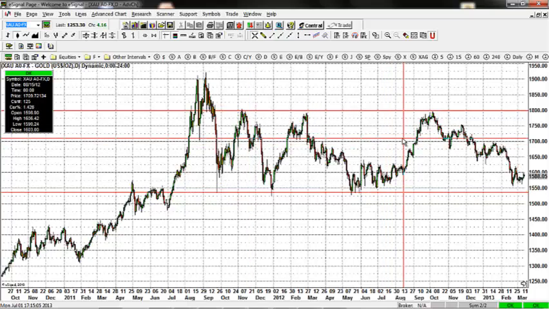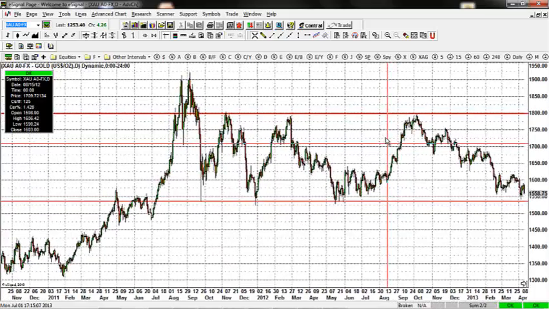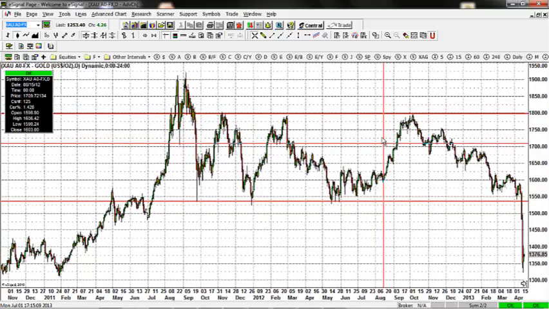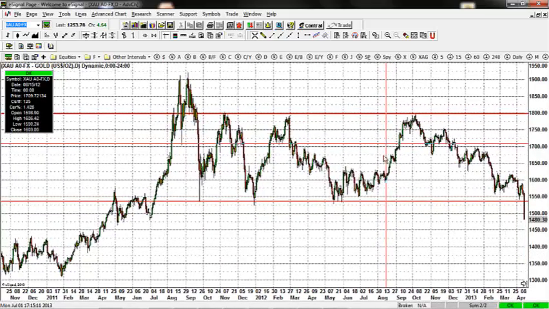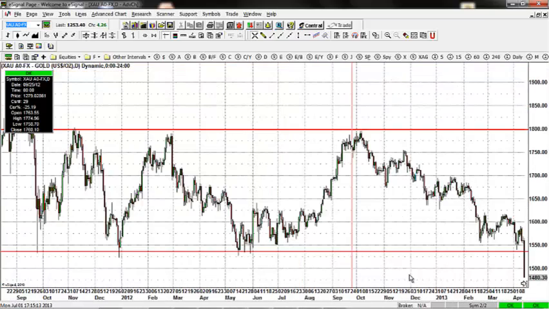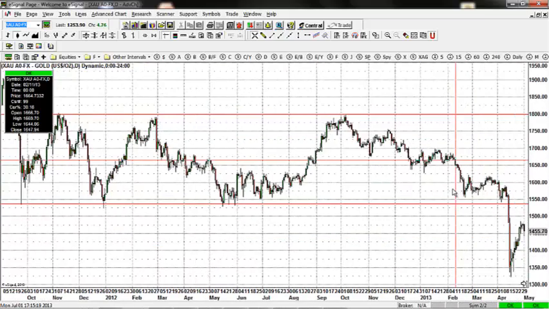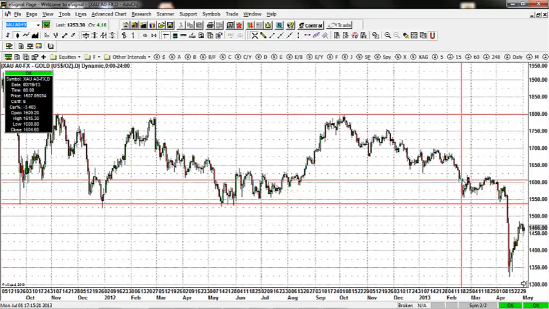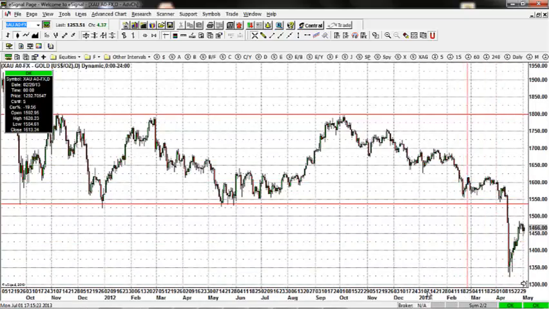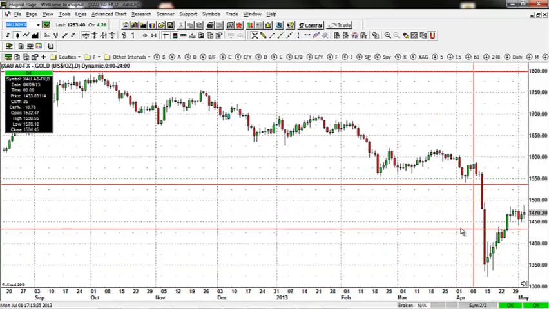So what happened is that the market pierced support, and once the market pierced support, everybody was waiting to get out of the market. So that's why you had such a huge drop down here to the 1350 level.